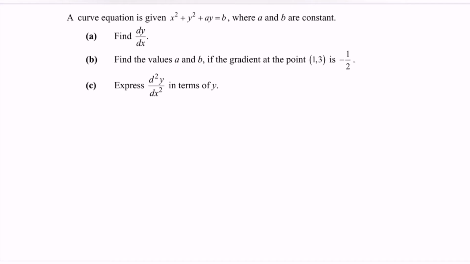In this video, I'm going to discuss the example for implicit differentiation. So kindly refer to the question. A curve equation is given where we have x squared plus y squared plus ay equals b, where a and b are constants. Part a: find dy/dx. So kindly focus on x squared plus y squared plus ay equals b.